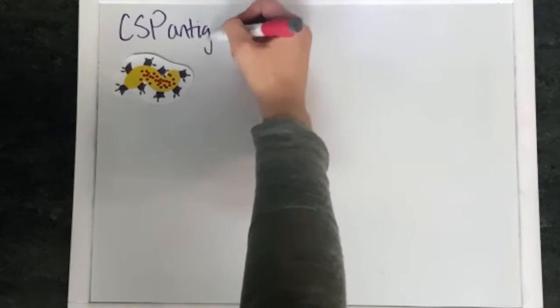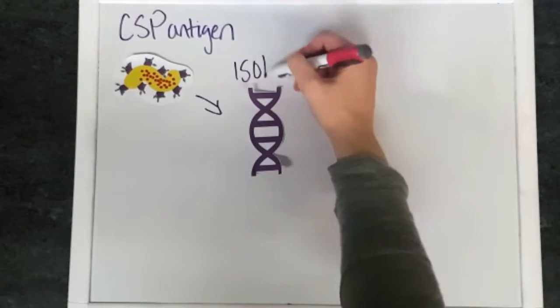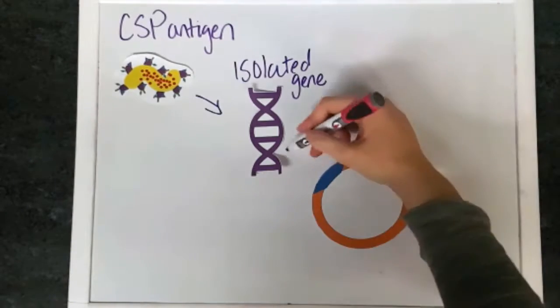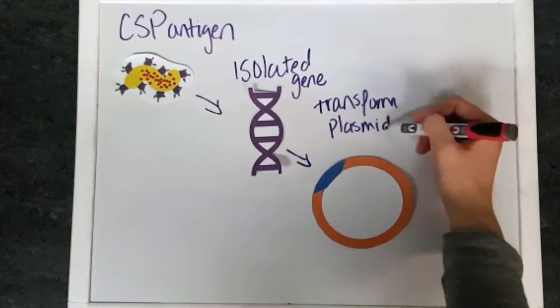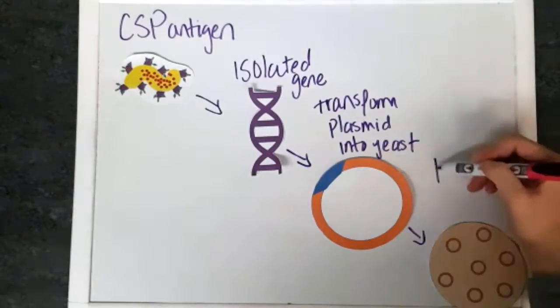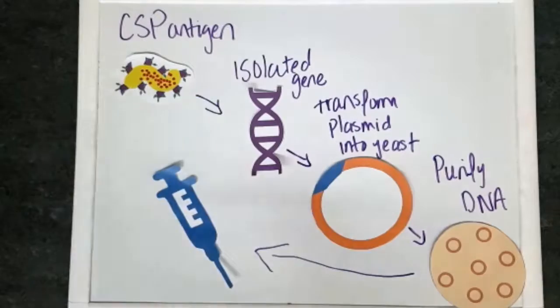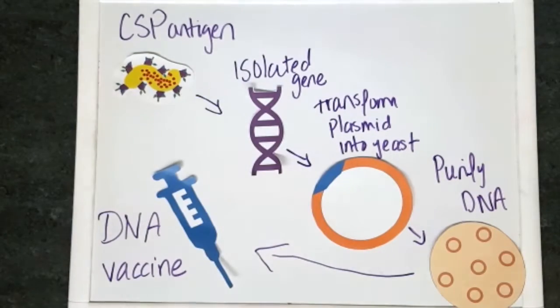Our vaccine aims to arrest malaria at the pre-erythrocytic stage. The vaccine design involves isolating the gene encoding the circumsporocyte protein. We will then insert this gene into the plasmid DNA and transform the yeast with the plasmid. Lastly, we purify the DNA plasmids carrying the circumsporocyte protein gene. When the gene is provided in the body, the circumsporocyte protein will be made and the immune response will be elicited.